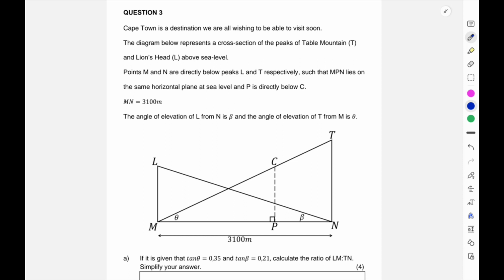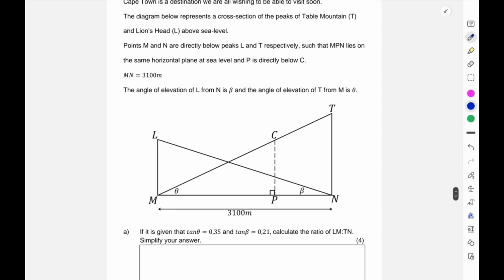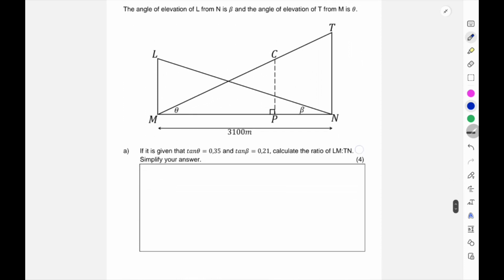The diagram below represents a cross section of the peaks of Table Mountain and Lion's Head above sea level. Points M and N are directly below peaks L and T respectively, such that MPN lies on the same horizontal plane at sea level and P is directly below C. MN is equal to 3,100 meters. Now they give this to us.